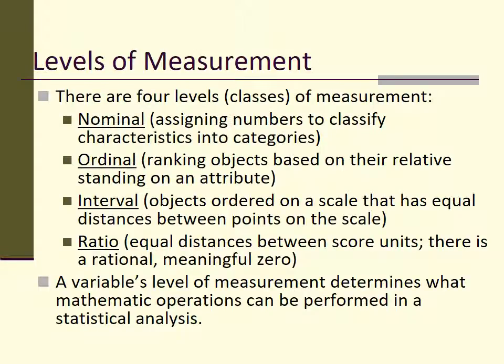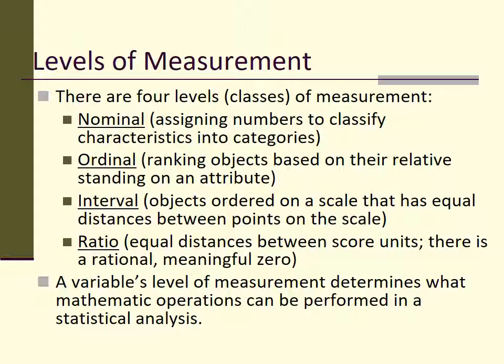There are 4 levels of measurement for data. The level of measurement determines how we can use the data statistically and in all mathematical analyses. Nominal level data means that the numbers are assigned simply to classify characteristics into categories. One is not better, worse, higher, lower, more or less than the other. They are just separate. Eye color would be a nominal measure. Blue, brown, and green are simply different from each other.